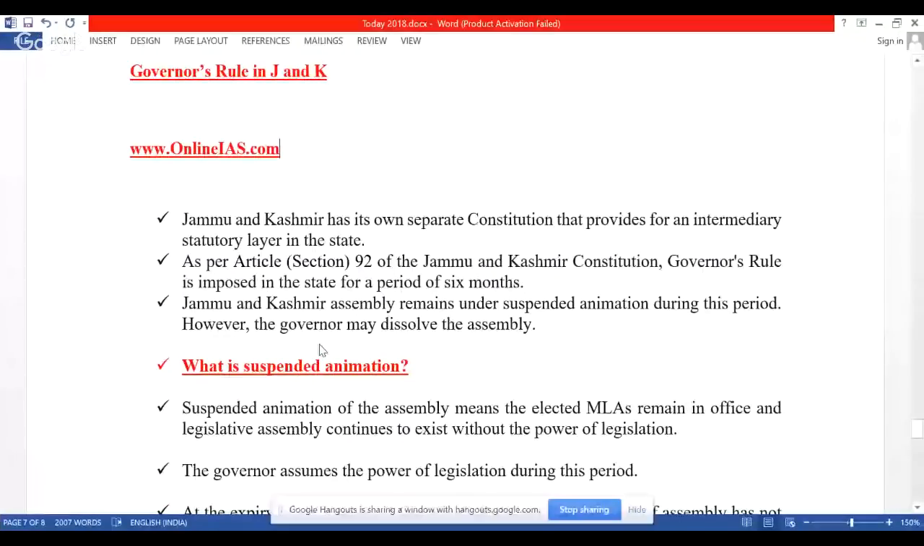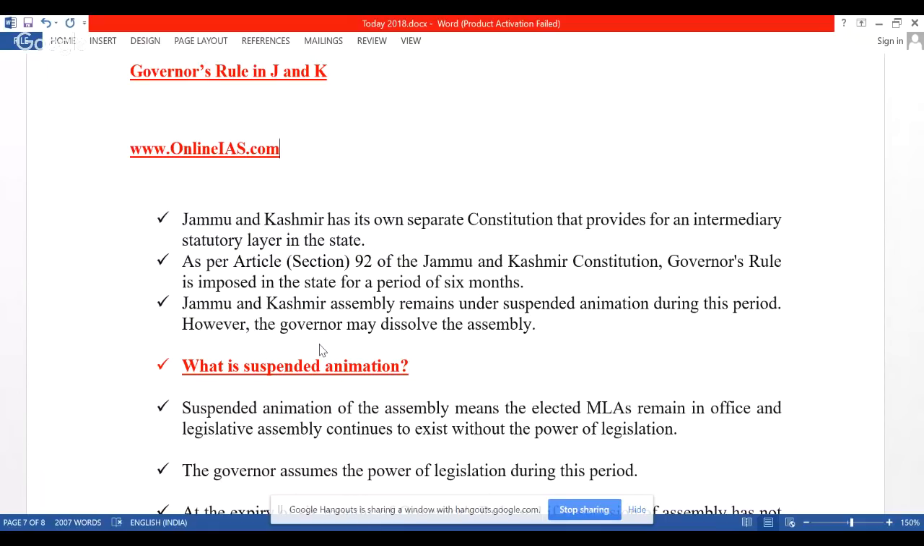Fine. Now I would like to open the document. Kindly have a look at this. Jammu and Kashmir has its own separate constitution that provides for an intermediary statutory layer in the state. As per Section 92 of Jammu and Kashmir's constitution, governor's rule is imposed in the state for a period of 6 months. The Jammu and Kashmir Assembly remains under suspended animation during this period. However, the governor may dissolve the assembly.